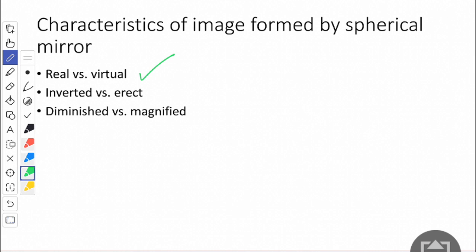When it's a real image, we are saying the rays are meeting, so that makes sense, there's an image. But why do we call a virtual image virtual? What is the intuition behind it? Is it really an image? If it's diverging, the rays are going away, then why would we call it an image?